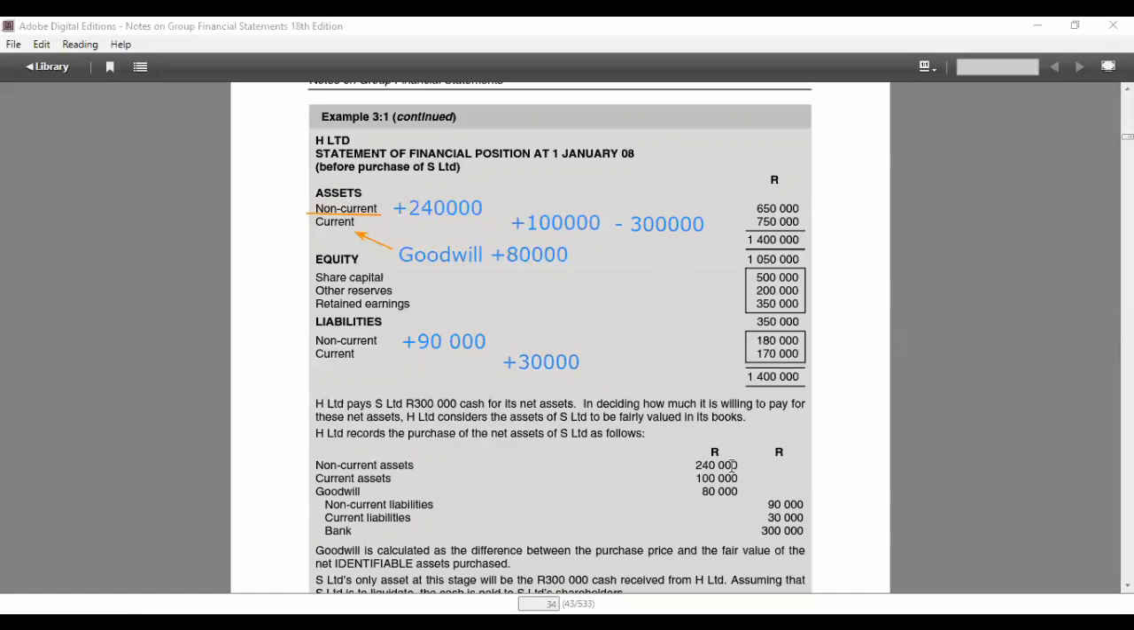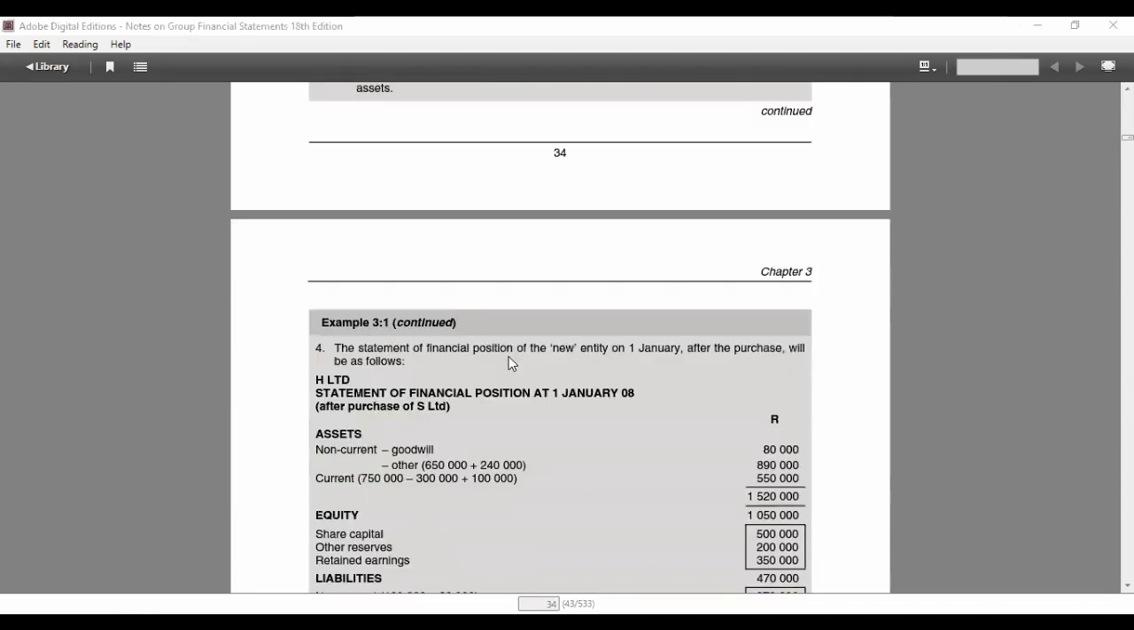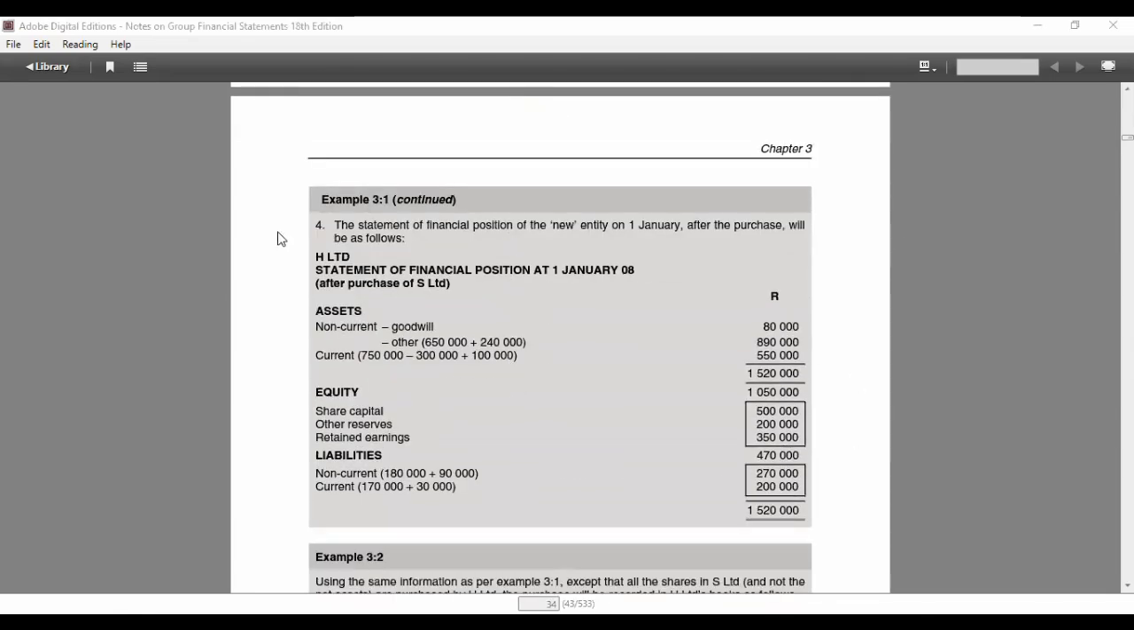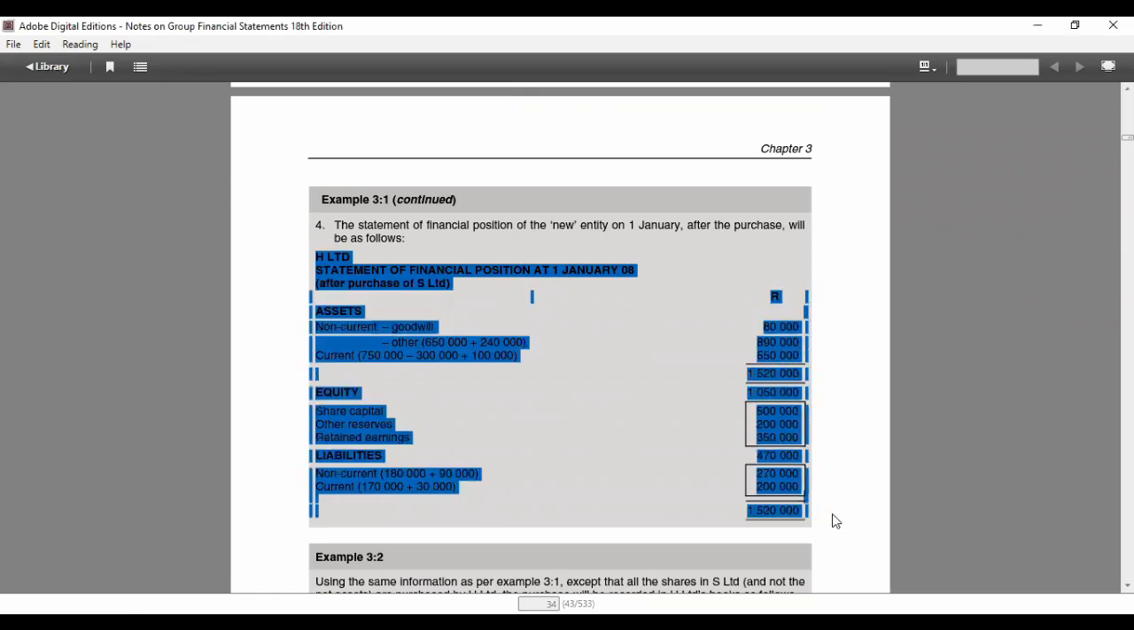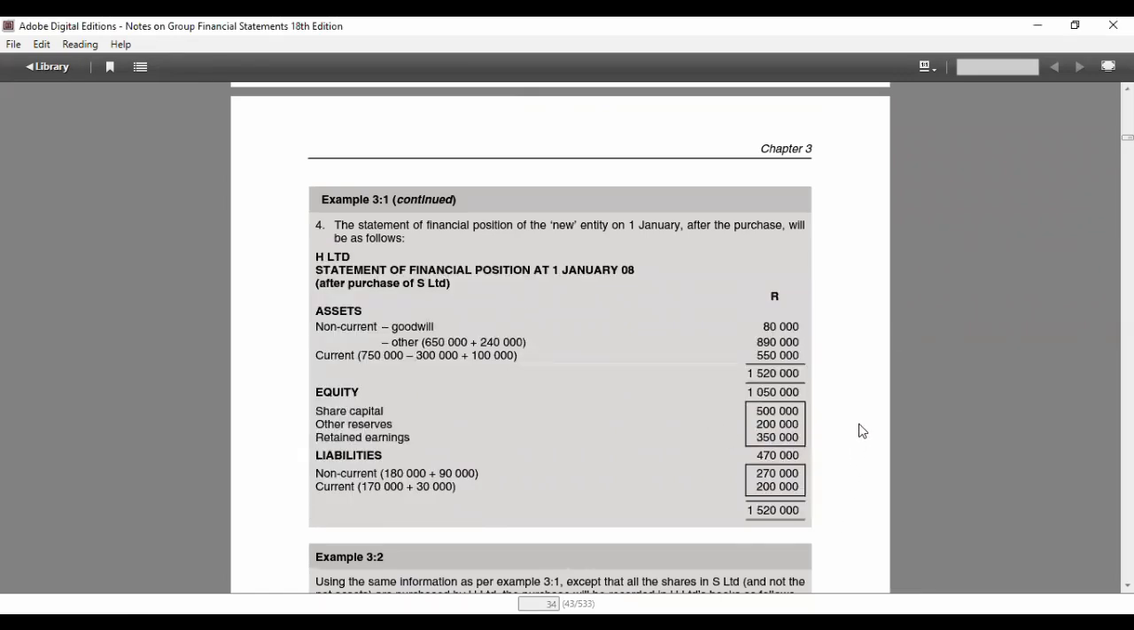Okay, so this working over here that we've just put in is part and parcel of this journal entry that we would have processed. If you process all those, then we will see what the position of H looks like at the end. If we carry on through, we can see this is what H looks like once we have processed that journal entry.